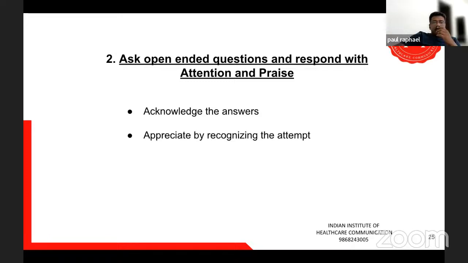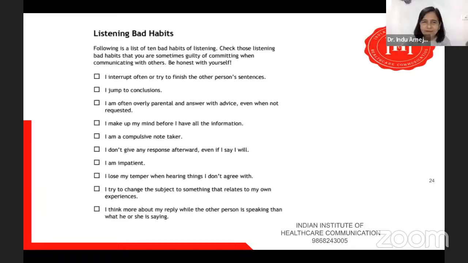I didn't understand the third one. The third one is, I'm often overly parental and answer with advice even when not requested. You know what happens? Somehow we have a tendency to over-explain things. Or even if somebody has not asked for advice, we start advising. So if we have this habit, that means what is not required, we are going beyond that.